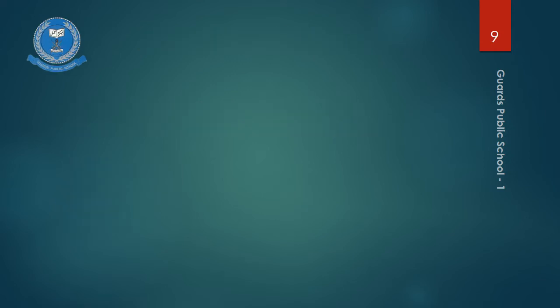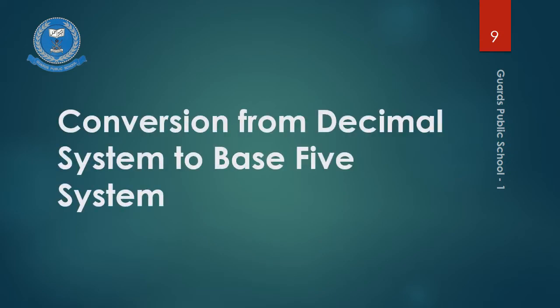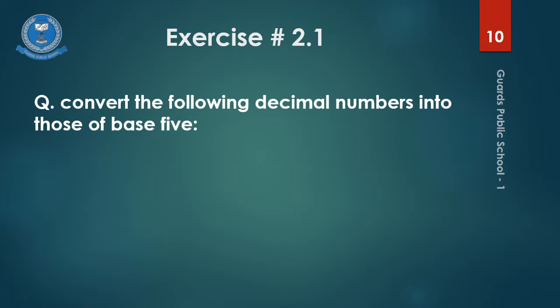As we have learned how to convert the base 5 number to decimal number system, likewise we can also convert the decimal number system to base 5 system, and that we will do in our next question. The question you have: convert the following decimal numbers into those of base 5. The decimal number you have been given is 112, and we have to convert this into a base 5 number.